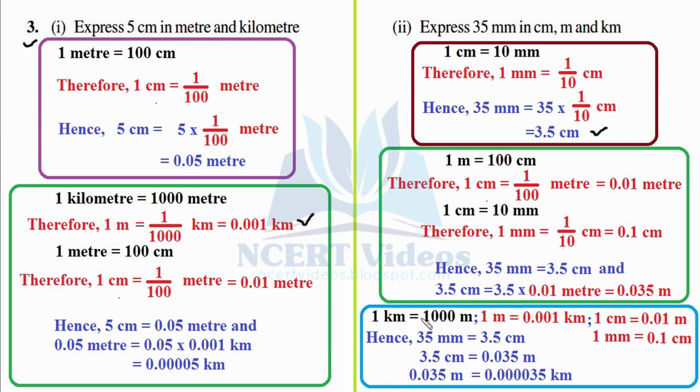Now 1 kilometer equal to 1000 meter because we have to convert from millimeter to kilometer, and we also know 1 meter equal to 0.001 kilometer, and we also know 1 centimeter equal to 0.01 meter, and also 1 mm equal to 0.1 centimeter. This we have done in previous examples here. So first we will move from millimeter to centimeter. Here we will multiply with 0.1. Just multiply 35 and put the decimal after 1. So here we put it.